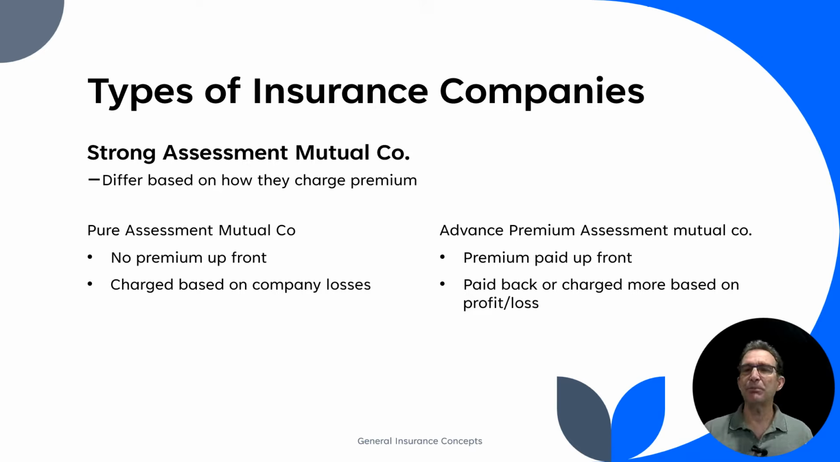Now, in an advanced premium assessment mutual company, you pay the premium up front. In other words, they're going to assess forward. They're going to figure out, what are our costs going to be? How much premium do we need to charge? And the policy owners are paid back or charged more based on profit and loss. So you're paying up front and then you get a reckoning or balancing that occurs in the end on those advanced premium assessment models.